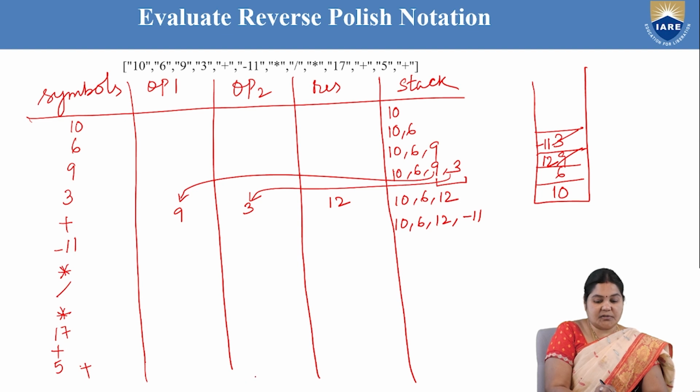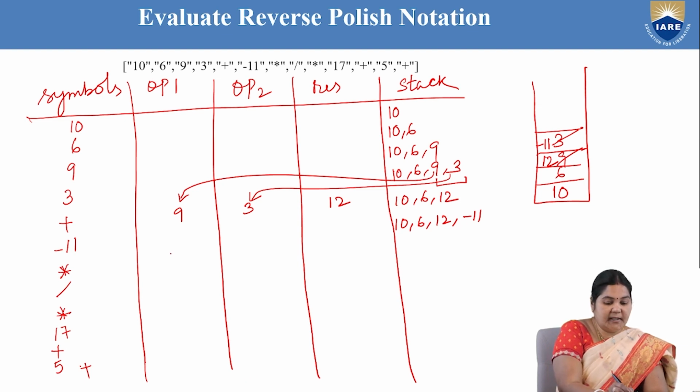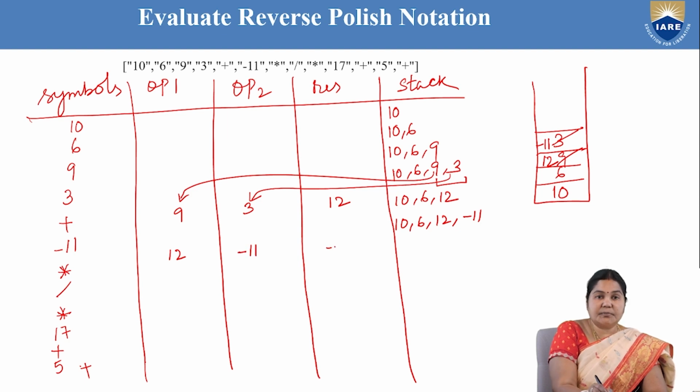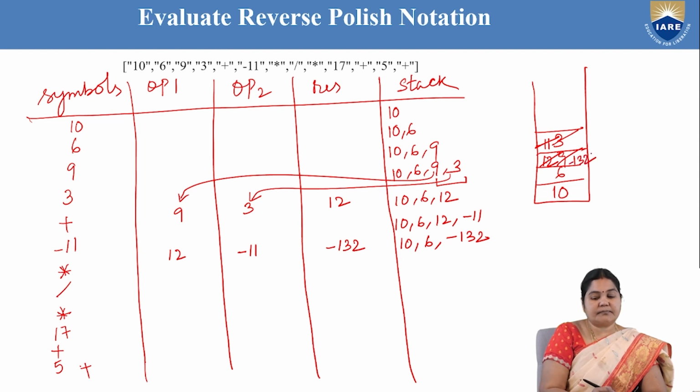Next comes star. So whenever star comes, we'll write here 12 and then minus 11 here. So it becomes minus 132. The result we have to push onto the stack. So 12 and minus 11 we have popped, and we now have 10, 6 and minus 132 on the stack.